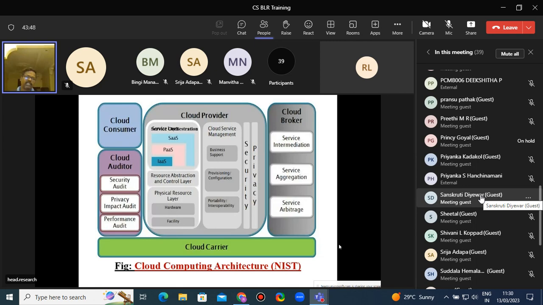Then cloud auditor is looking for security audit, privacy impact audit, performance audit. Then resource abstraction and control layer, physical resource layer like hardware, facility, etc. Cloud service management, business support, provisioning and configuration, portability, interoperability, etc.